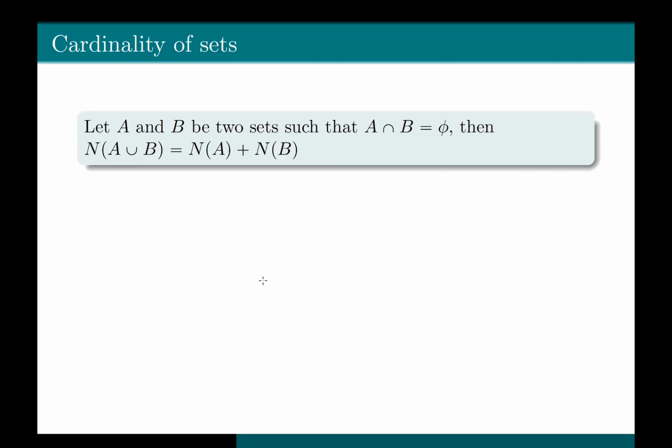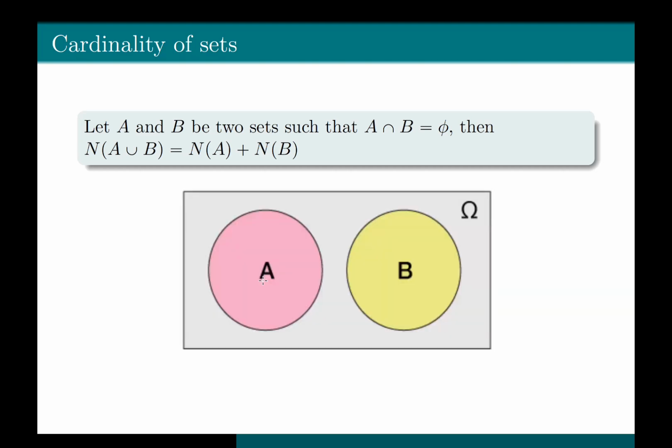Let's see how we can find the cardinality of the union of 2 sets given both the sets are finite. So let A and B be 2 finite sets such that A and B are disjoint. Then the cardinality of A union B equals the cardinality of A plus the cardinality of B. The proof of this is very easy to follow using a Venn diagram.